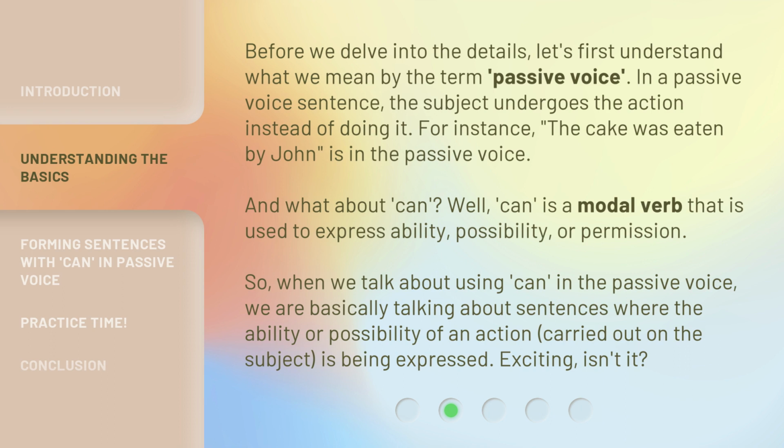And what about can? Well, can is a modal verb that is used to express ability, possibility, or permission. So, when we talk about using can in the passive voice, we are basically talking about sentences where the ability or possibility of an action carried out on the subject is being expressed. Exciting, isn't it?